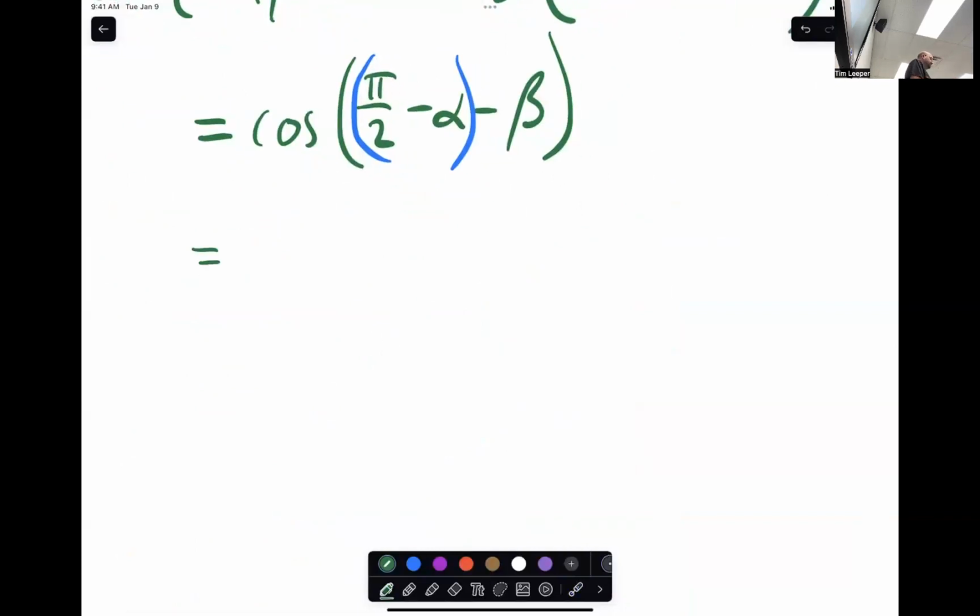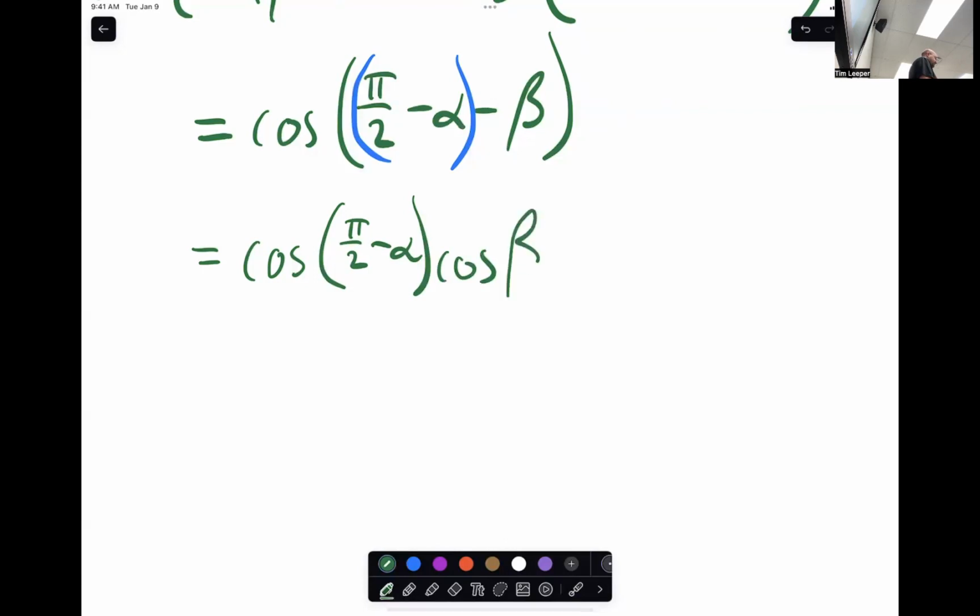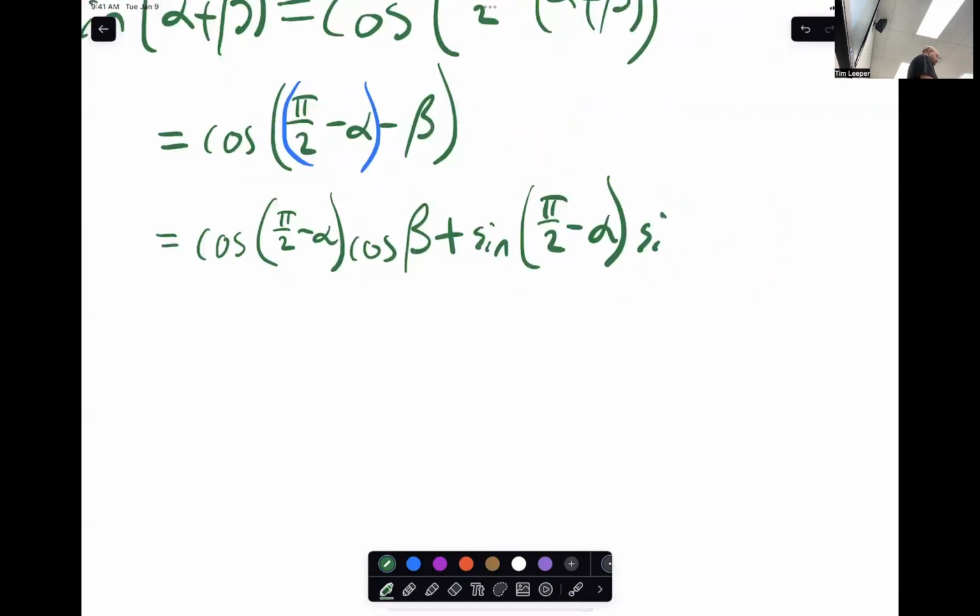So what's this going to be? Well, it's going to be cosine of the first angle here, and the first angle is that entire pi over 2 minus alpha, times cosine of the second angle, and that second angle is beta. Now, this minus sign here tells me that we're going to use the plus, and then it would be sine of the first angle, pi over 2 minus alpha, times the sine of the second angle, beta. Good.